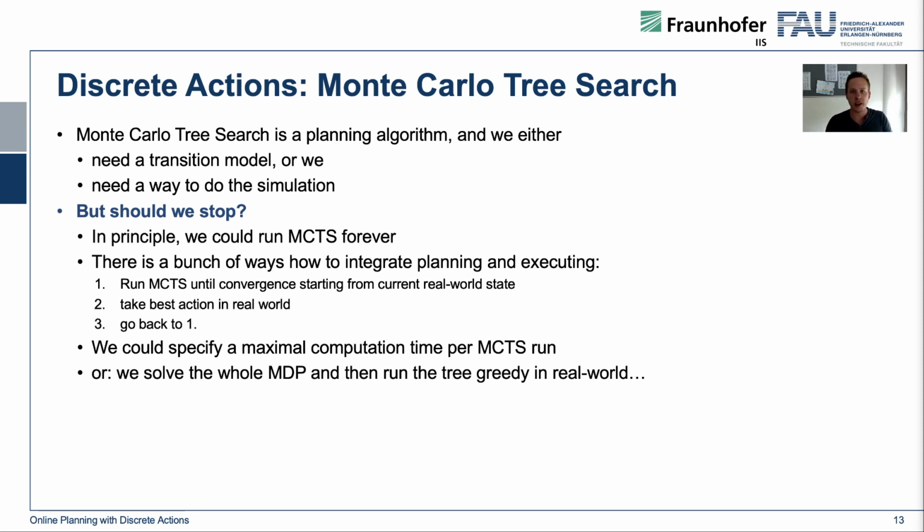So what you usually do is you have your agent deployed in the system and you are in some state s_t. You run MCTS until convergence starting from the current real world state, and then you take the best action in the real world. So the best one action in the real world, and then you go back to one and start over again. And what you can usually do is just specify a maximal computation time per MCTS run. This is what you usually do in practice. It's very easily implementable.